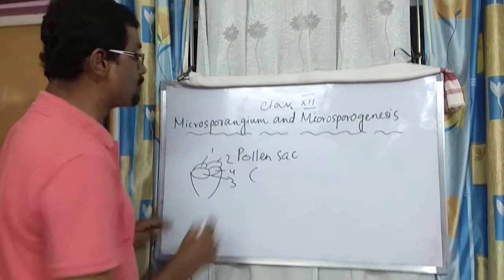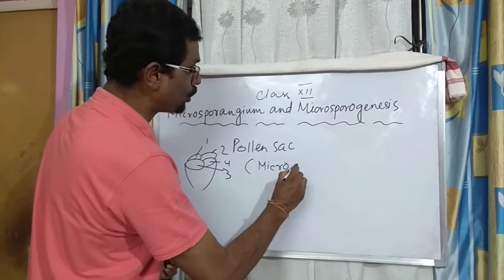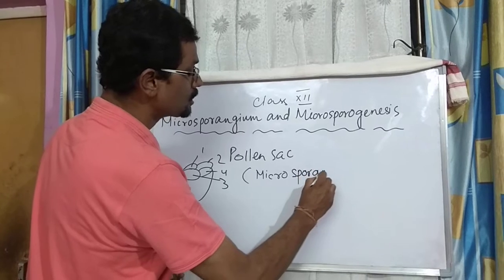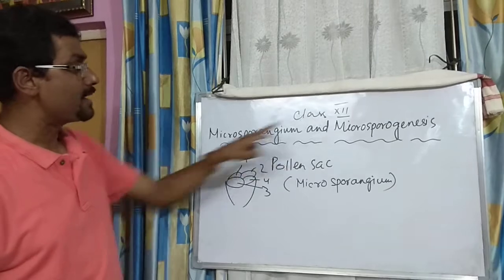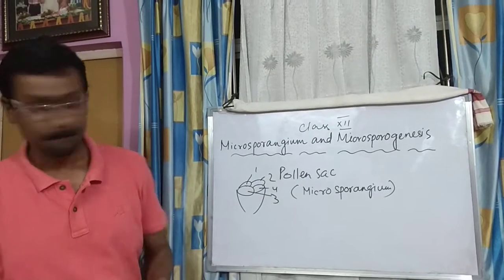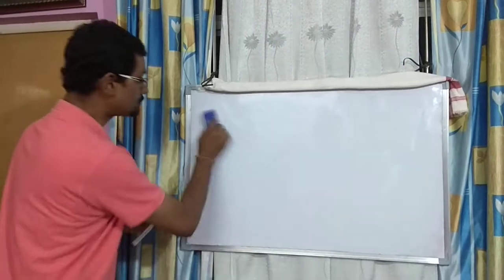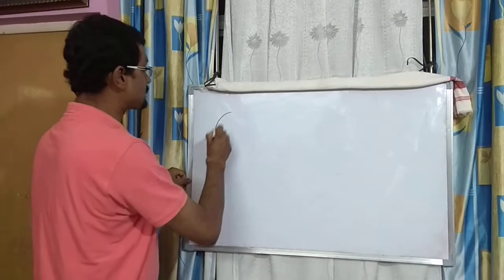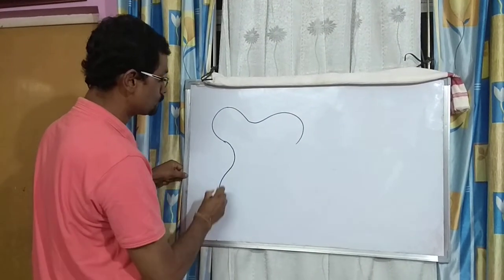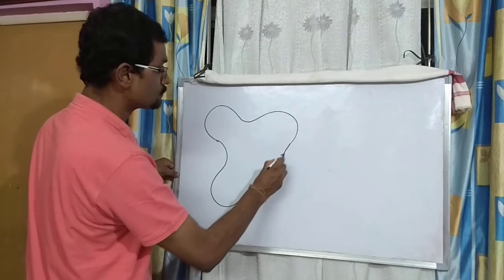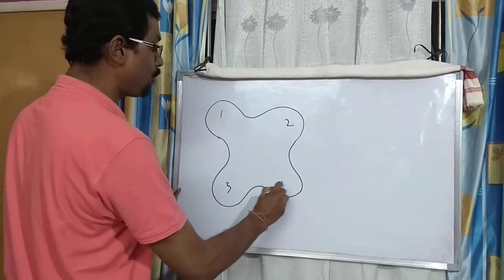Pollen sacs are known by another name called Microsporangium. Today we will be discussing Microsporangium and then the Microsporogenesis. So first of all, let's go for the Microsporangium. See, this is the 4 sacs. It has 1, 2, 3, 4.